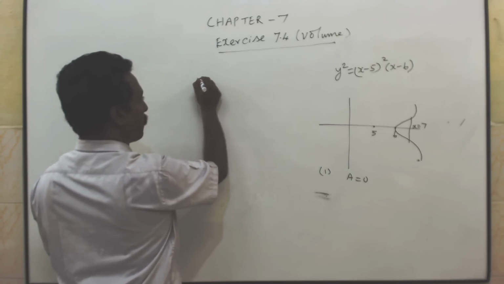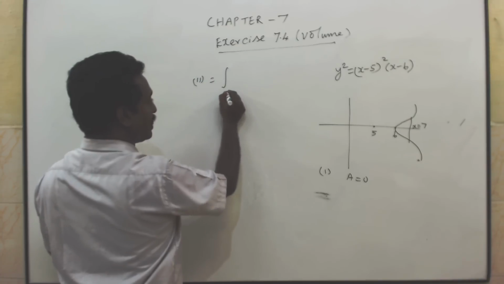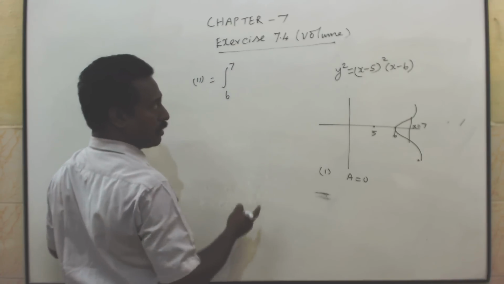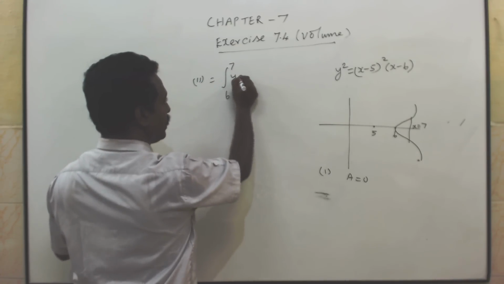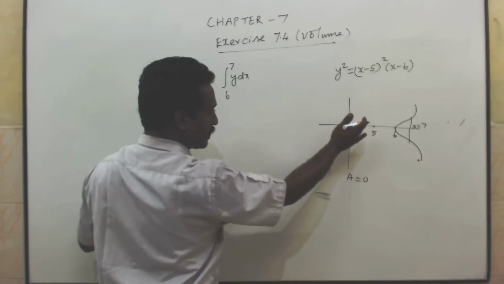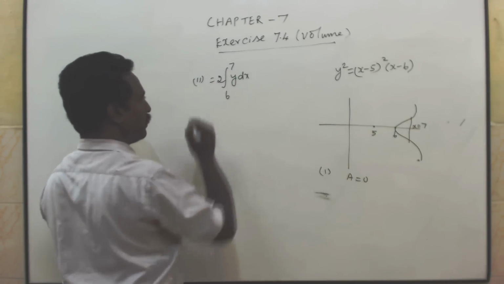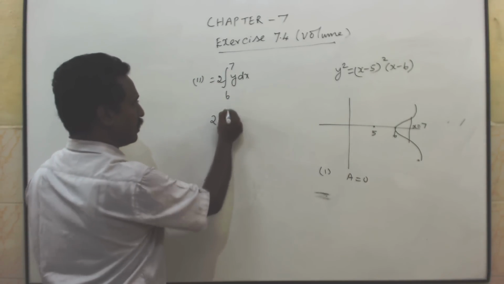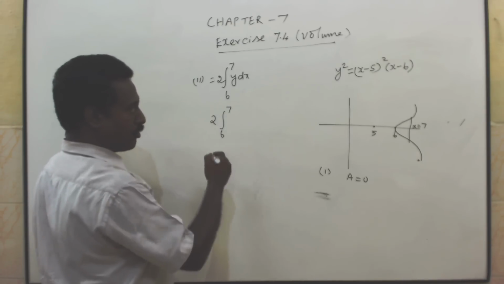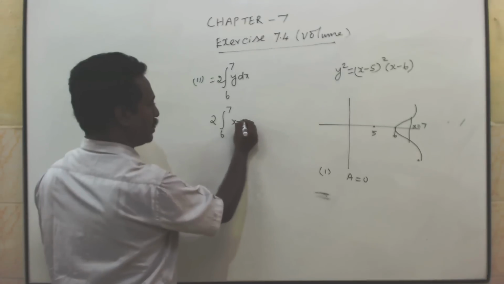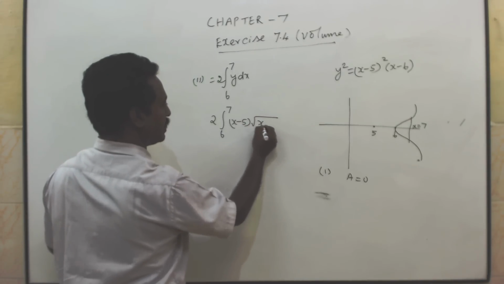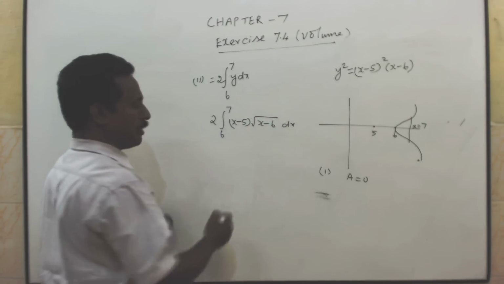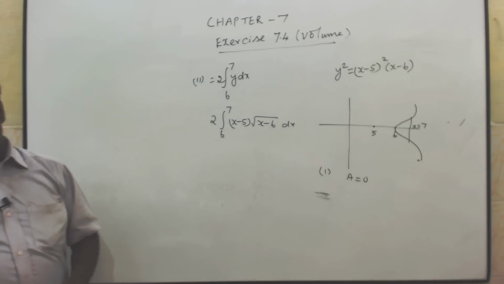The second part: integral 6 to 7, about the x-axis, y dx. The area is above the x-axis as well as below the x-axis, so multiply by 2. That is 2 times integral 6 to 7 of y dx. From y square you have to find y: x minus 5 times root of x minus 6, dx.